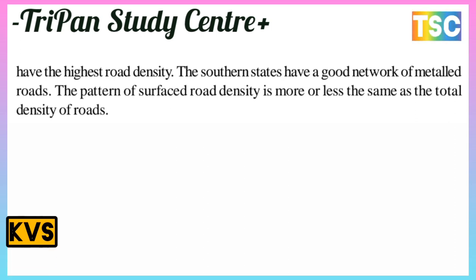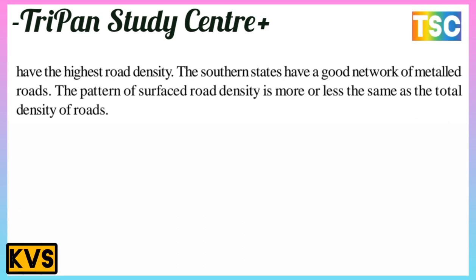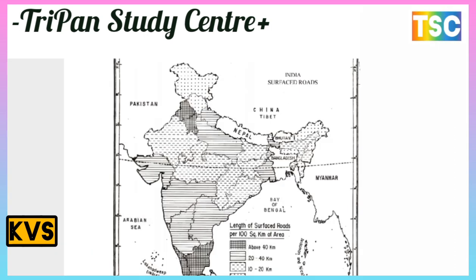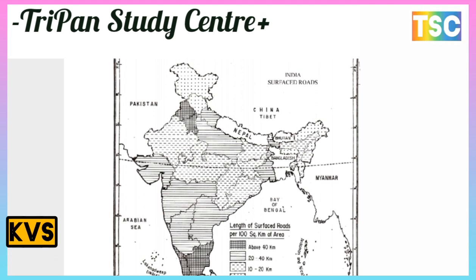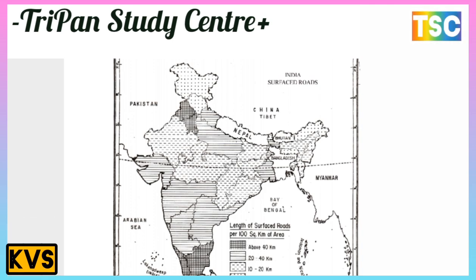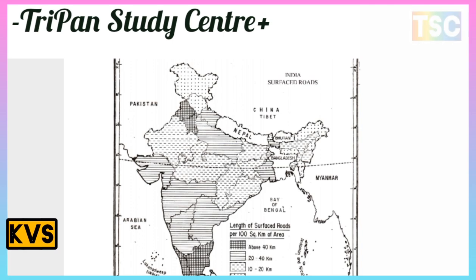Also important here is a map showing road transport. Here is the map, a most important map. It shows the length of surface road per 100 square kilometer of area. Mostly above 40 kilometers is shown on the Kanyakumari side and also in Punjab and Haryana. And 20 to 40 kilometers is shown here.